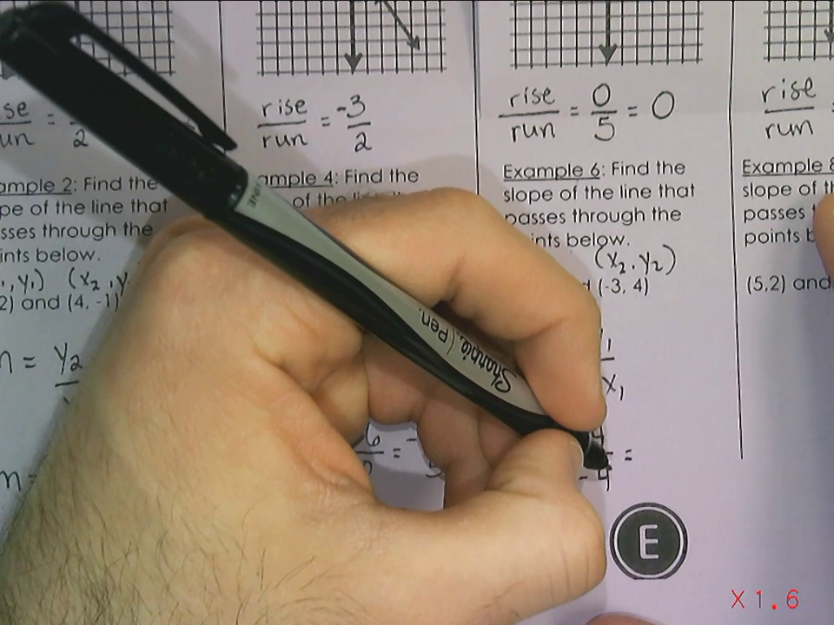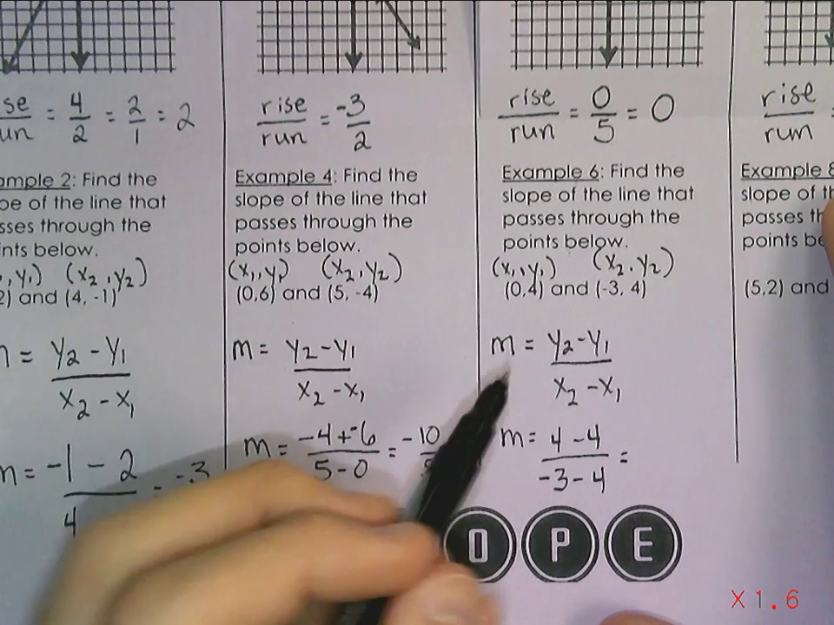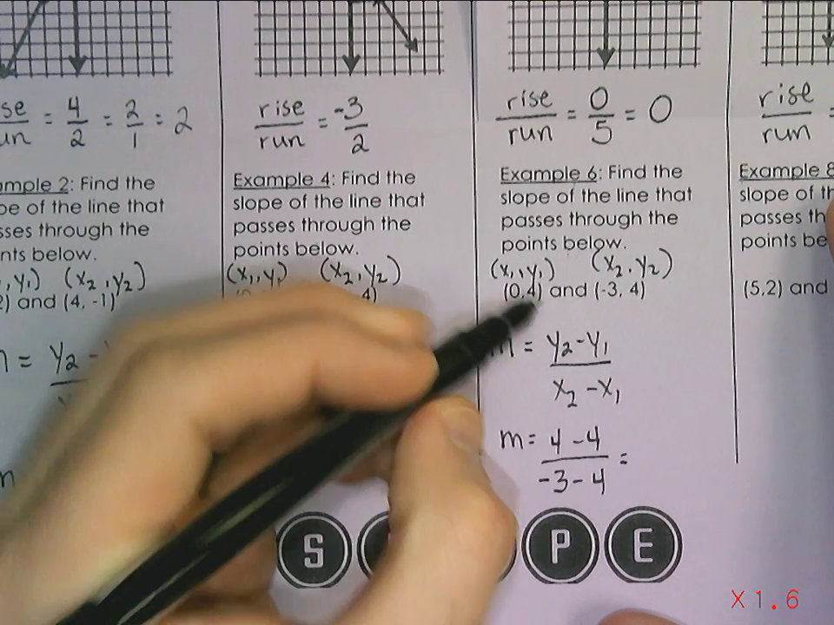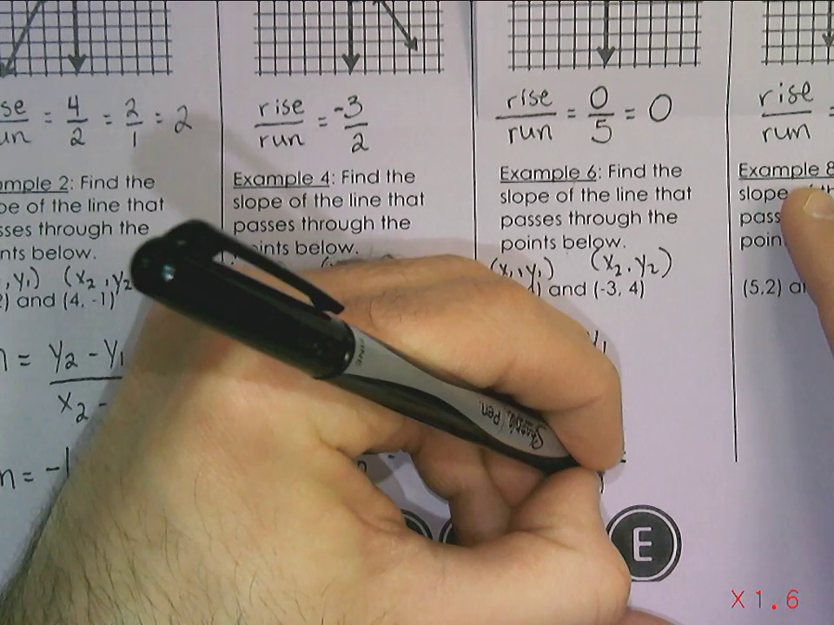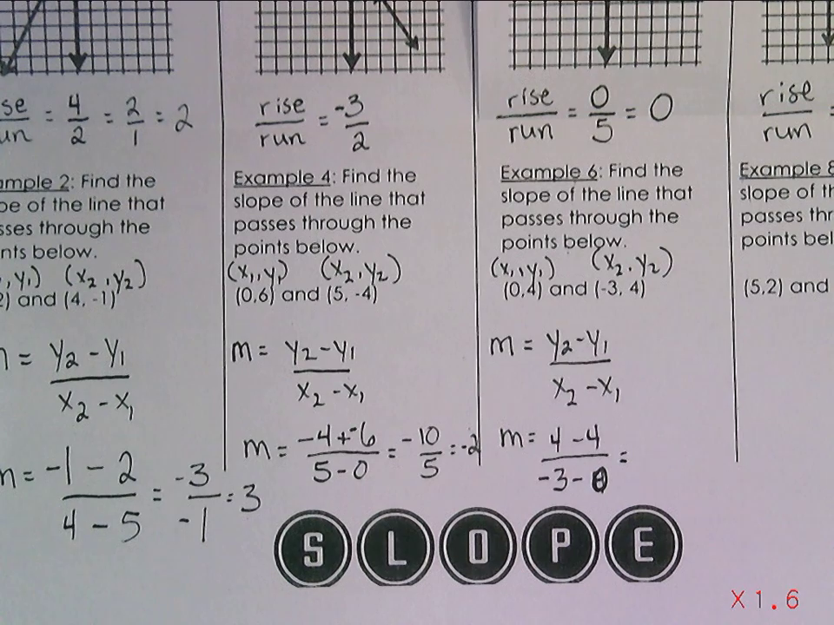Which would, did I do something wrong here? Yes, I did. Whoops. So negative 3 minus 0. I apologize for that. So you got to pay attention to what you're doing, otherwise you might make a mistake.